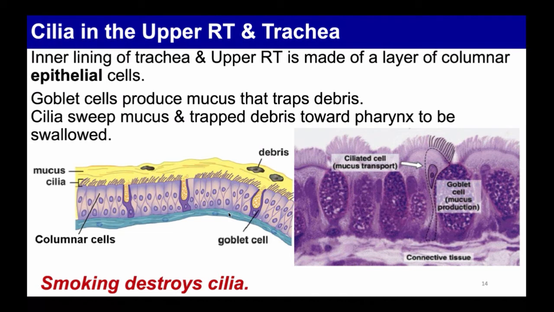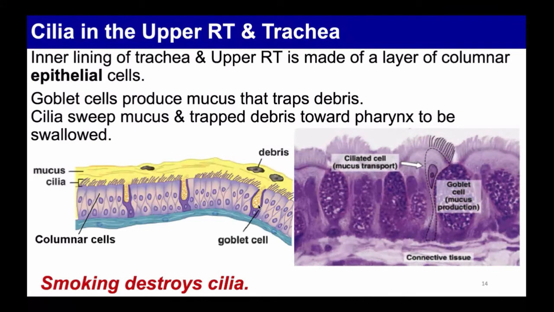So on the left, you have a cartoon view of this tissue showing you mucus with some stuff trapped in it. And then on the right, you actually see the tissue itself. The cells that produce mucus are called goblet cells, because they look like a clunky old goblet or wine glass, except it's not wine, alas, it is mucus which is produced.